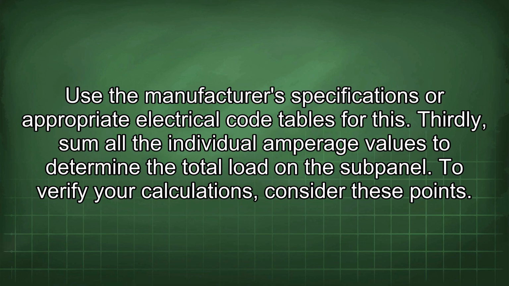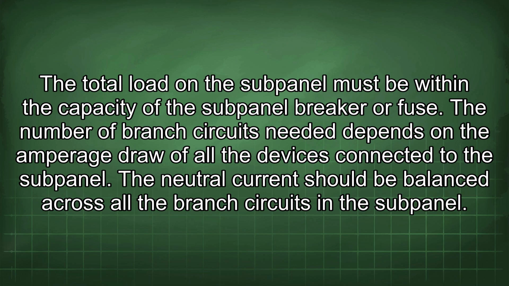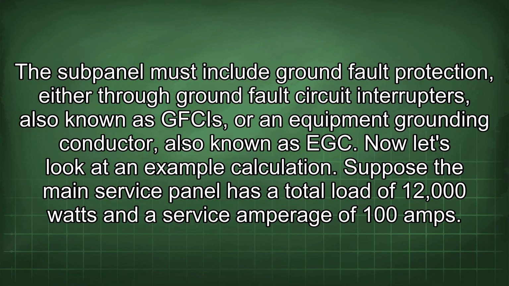To verify your calculations, consider these points. The total load in the subpanel must be within the capacity of the subpanel breaker or fuse. The number of branch circuits needed depends on the amperage draw of all the devices connected to the subpanel. The neutral current should be balanced across all the branch circuits in the subpanel. The subpanel must include ground fault protection, either through ground fault circuit interrupters, also known as GFCIs, or an equipment grounding conductor, also known as EGC.